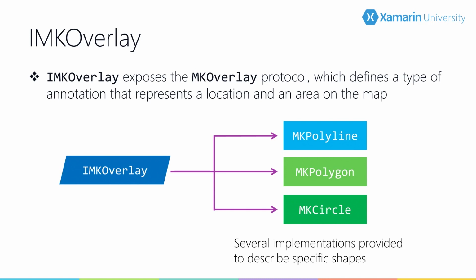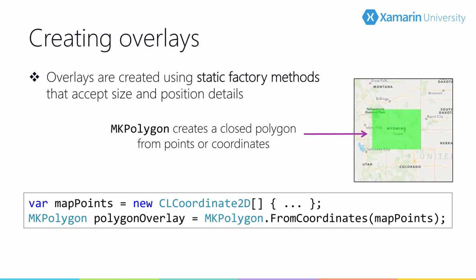Programmatically, we work with overlays through an abstraction. IMKOverlay exposes the MKOverlay protocol, which defines our map overlays. There are concrete IMKOverlay implementations, one for each type of overlay. There's an MKCircle, MKPolygon, and MKPolyline. We create overlays through static factory methods exposed on each concrete IMKOverlay object.